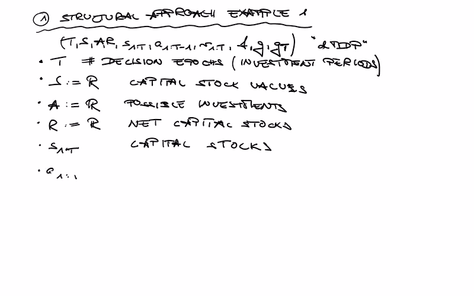A1 to t minus 1 are the investments that the company wants to make, and R1 to T are the net capital stocks. So maybe I should then call these values here.